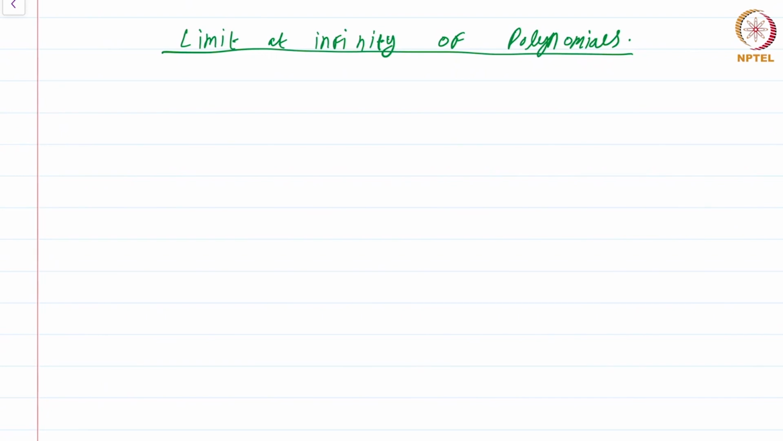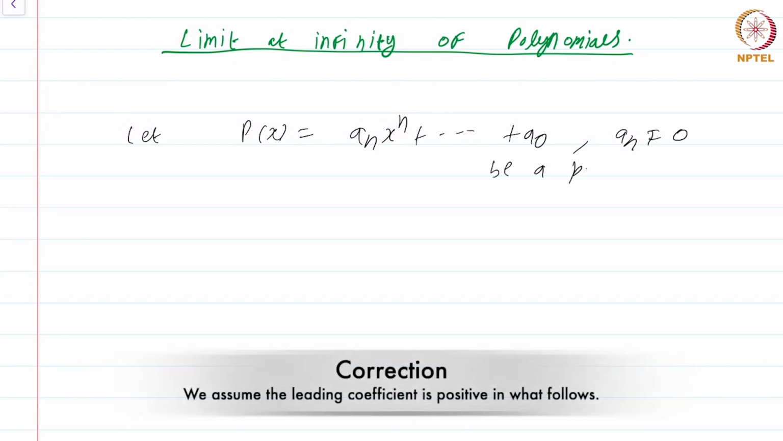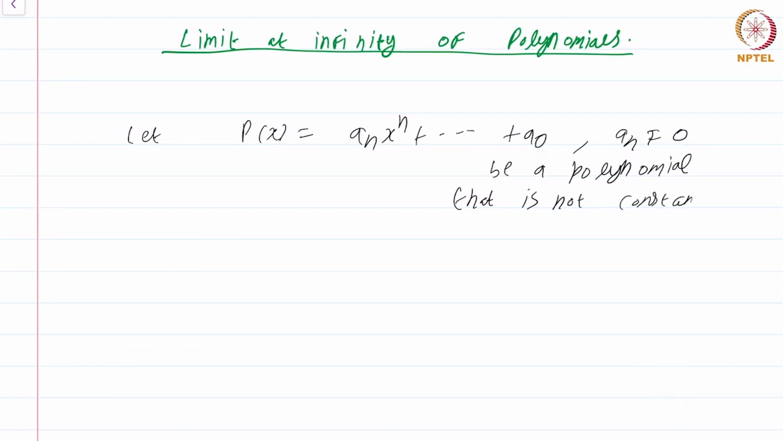In this short module, let us see what happens to polynomials as x goes to infinity. Let p of x equal a_n x^n plus ... plus a_0, with a_n not equal to 0, be a polynomial that is non-constant. So we are obviously not considering the constant polynomials. We want to study what the limit as x goes to infinity of p of x is.